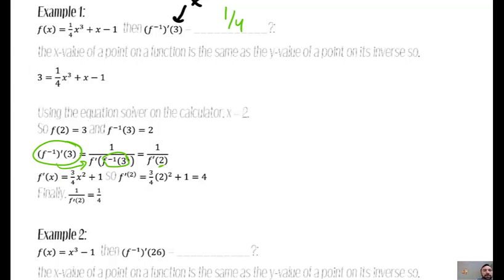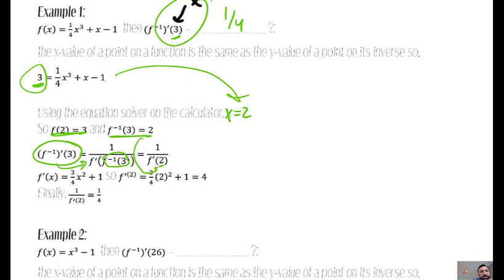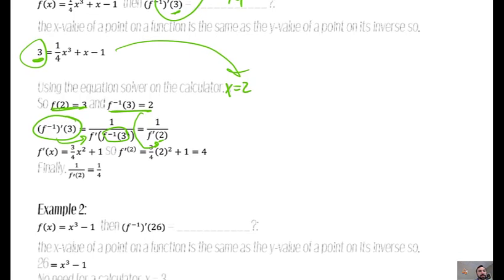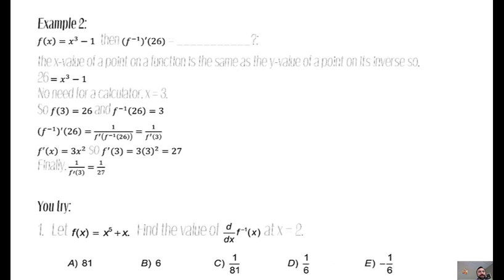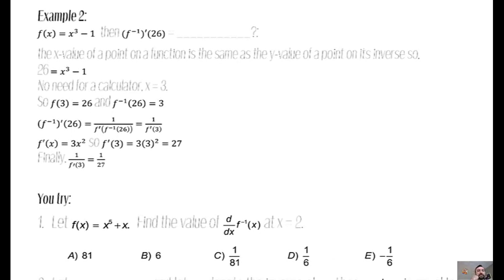If I want to plug 3 into the inverse, that's the same thing as setting the function equal to 3. X equals 3 on the inverse is the same thing as y equals 3 on the function. So I did that, let my calculator solve. It told me that happens when x equals 2. So in the function, if x equals 2 gives me a y value of 3, then switch those around, and that's where I got this, and I was able to plug that into there. And then from there, you need to be able to take the derivative and plug in stuff, but that's much easier. Okay, so let's look at another one, and then we'll pause and have you try it out and see where you're getting stuck.